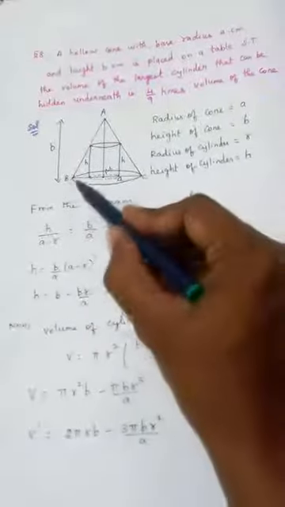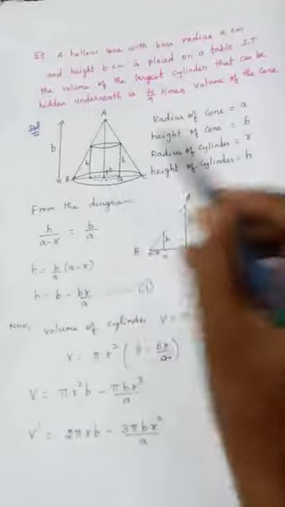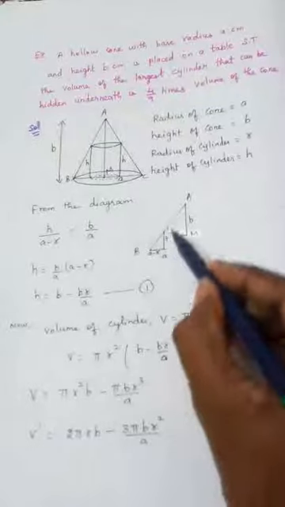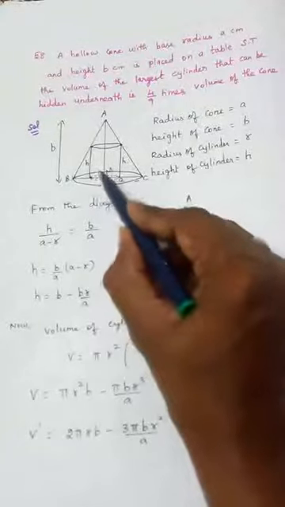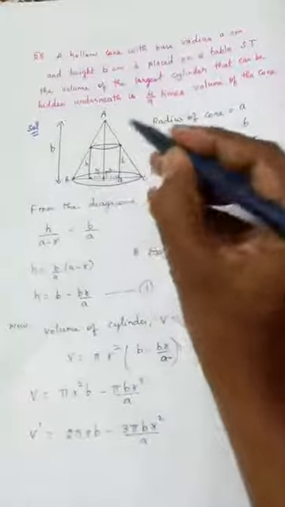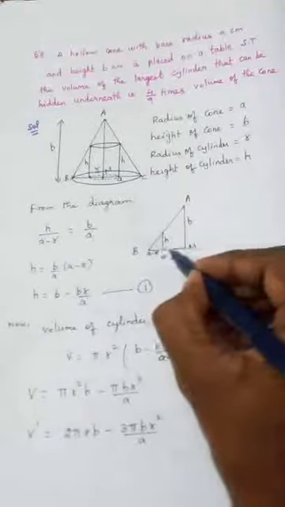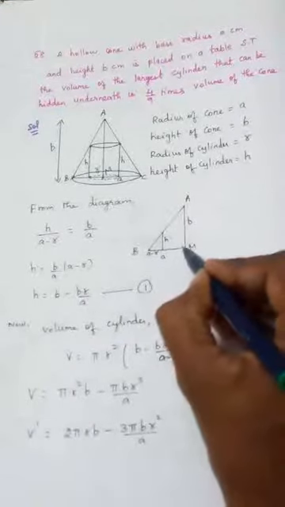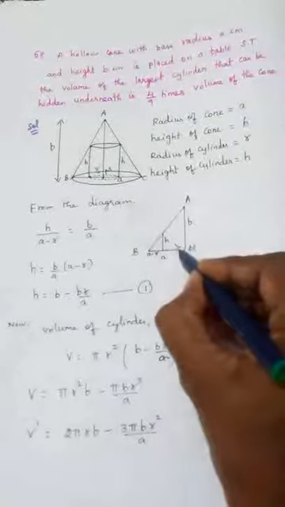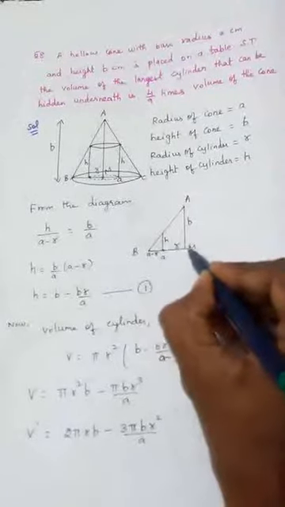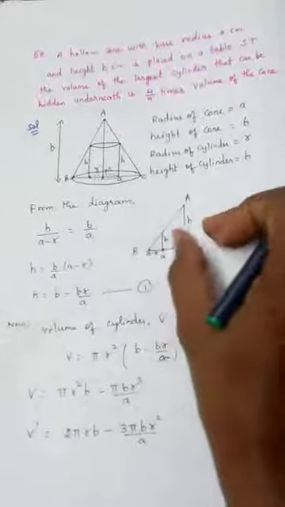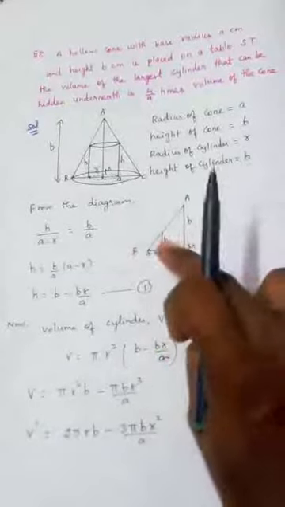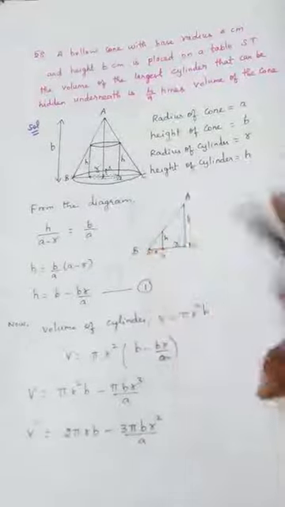What is from this diagram? What is distance between B to this M? B to M is given as a. From this diagram, what is this distance? This distance is nothing but radius of cylinder, which is denoted as r. From this point to this point it is called r. Total length is a. So what is this part from this to this? Total a, you take r. So a minus r is nothing but the small part. That is what is written here.